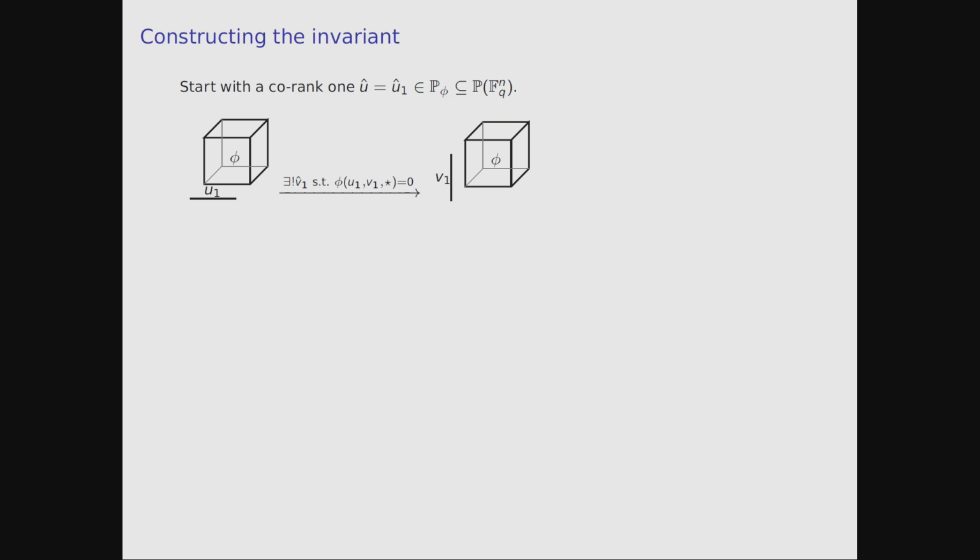Right? So this is just linear algebra. Now I can ask the same question about v1, right? Except that the action now happens in the second dimension.